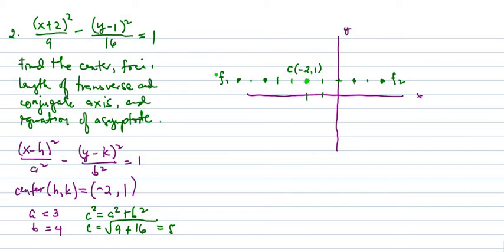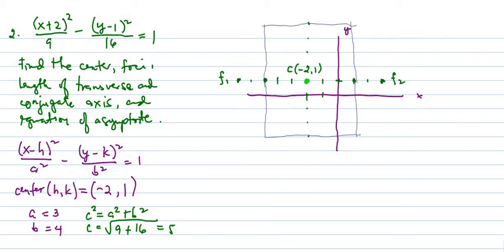Going upward, going downward, we will count 4, because b is 4: 1, 2, 3, 4. Going upward, 1, 2, 3, 4. So that we will draw our rectangle. This is our vertex, and here we have our co-vertex. And then we also extend our line.